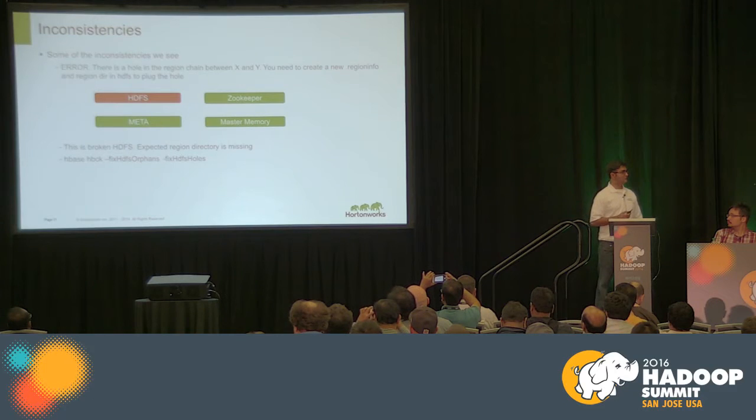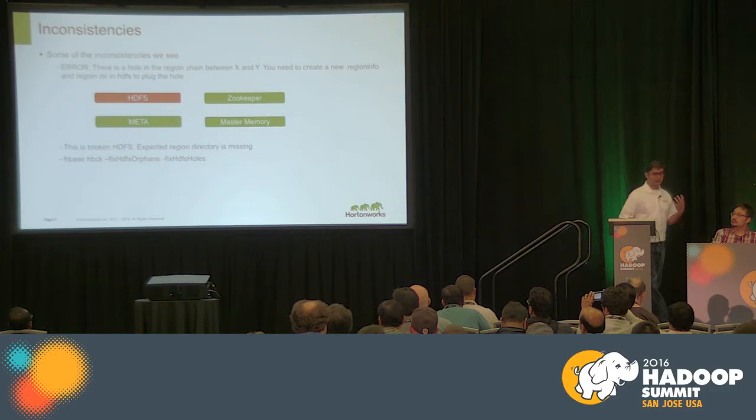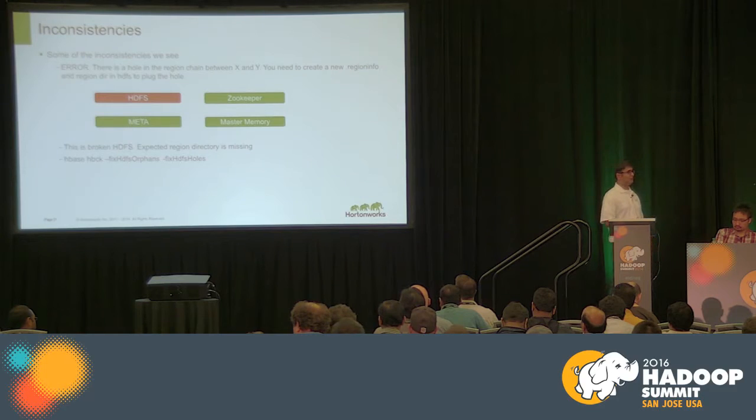The other inconsistency that we have seen is "there is a hole in region chain between X and Y," region X, region Y. You need to create a region info file and also plug the hole on HDFS. So again, HBCK comes with options to take care of both problems. The HDFS orphans fix is going to create the region info file, and fix holes is going to fill that hole out, which the inconsistency is complaining about.